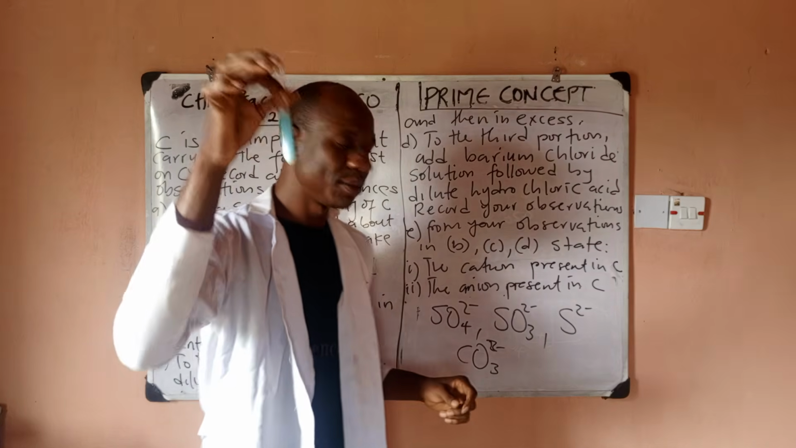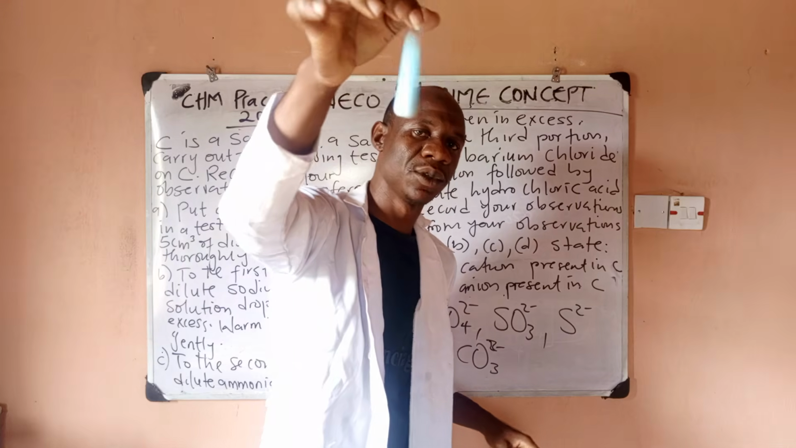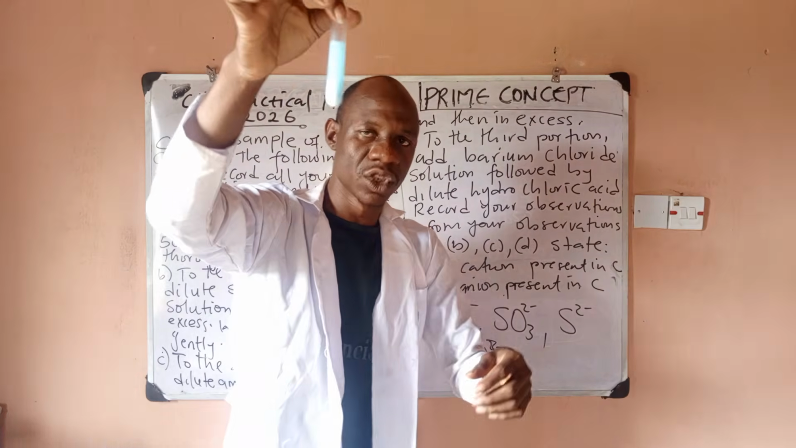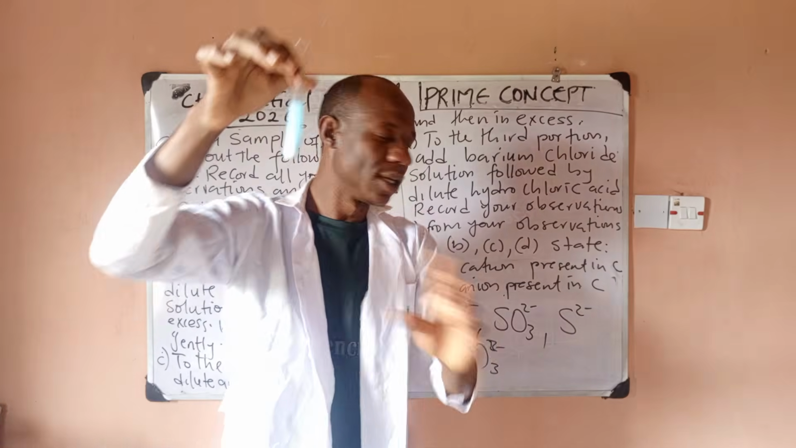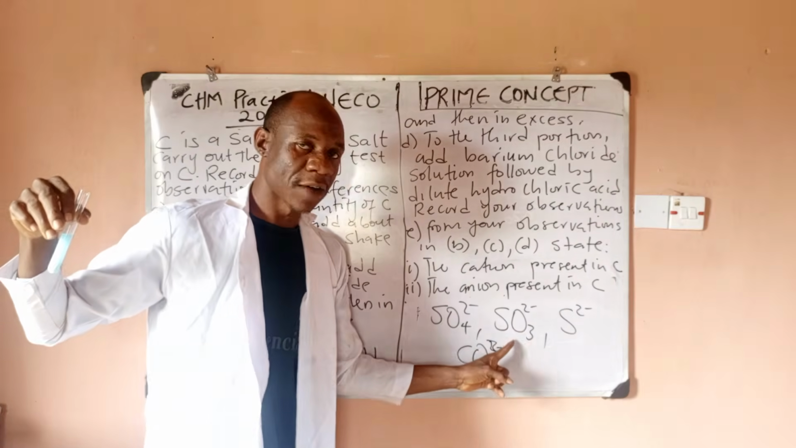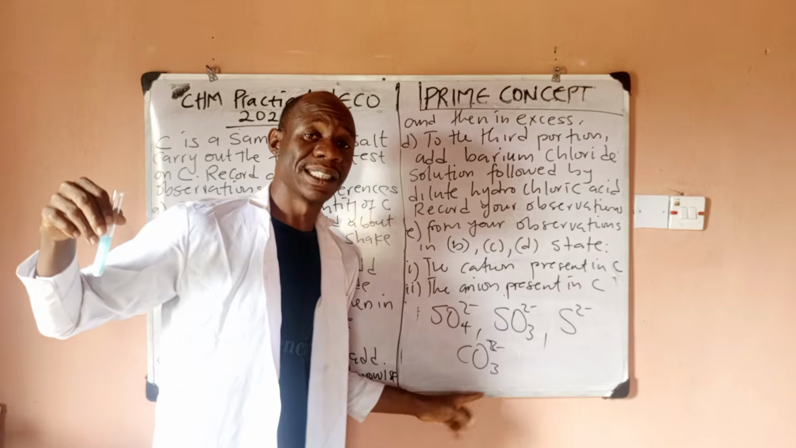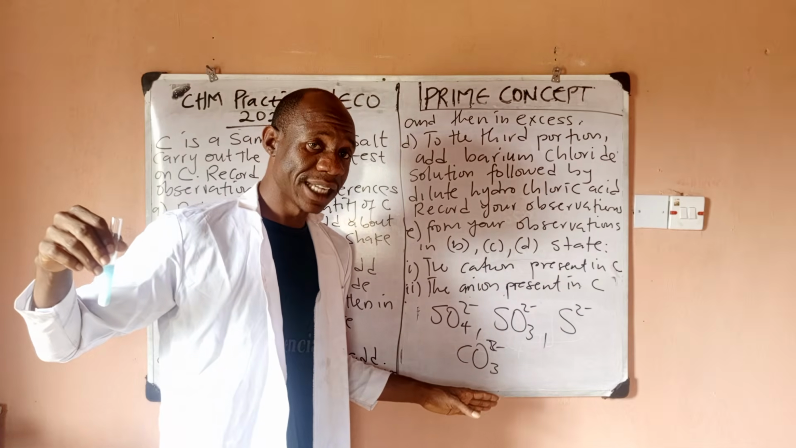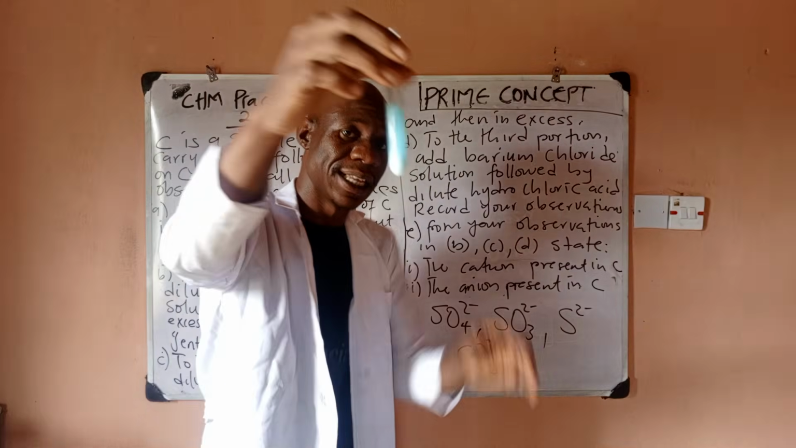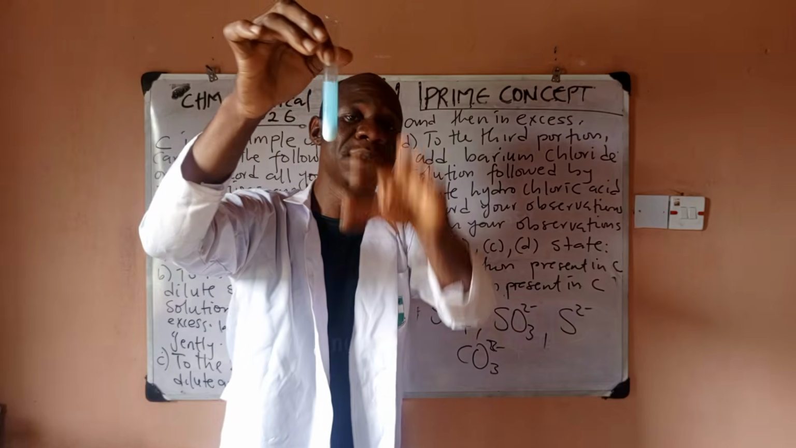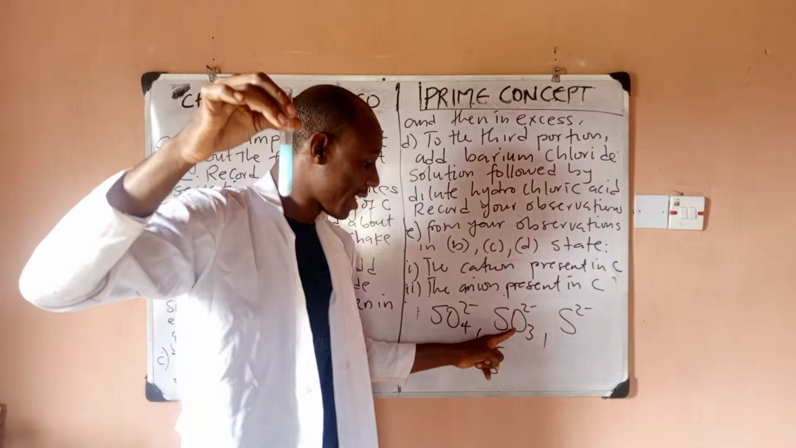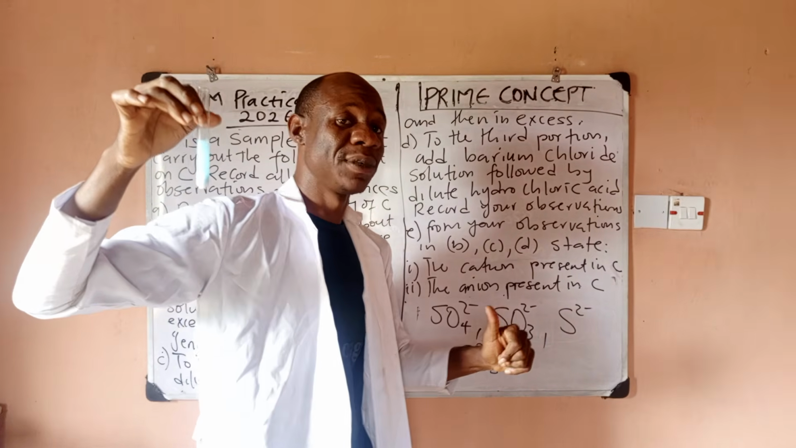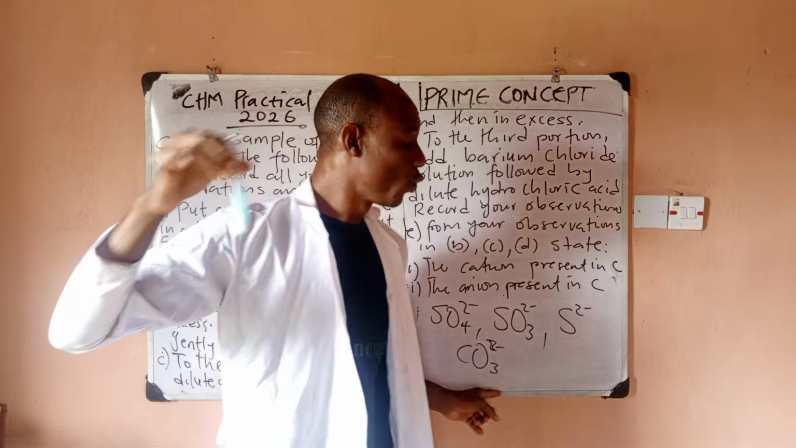to this. Now let me tell you, if you add dilute hydrochloric acid to this and it becomes a clear solution, this white precipitate disappears, it means that sulfide and carbonates may likely be there. Are you getting me? If you add hydrochloric acid and the white precipitate disappears, it means that sulfite and carbonate may likely be there. You may need another test to carry out and know which of them is there.